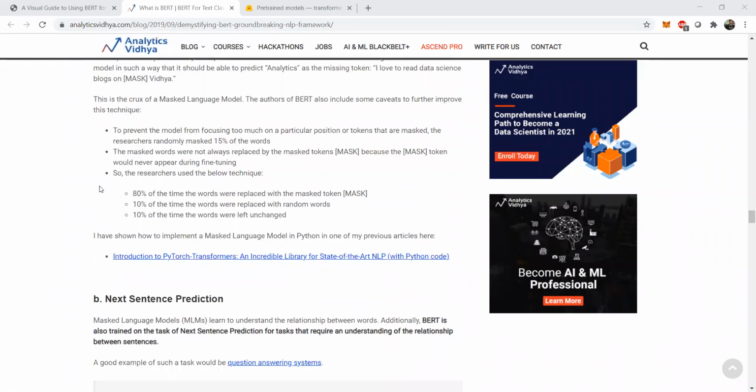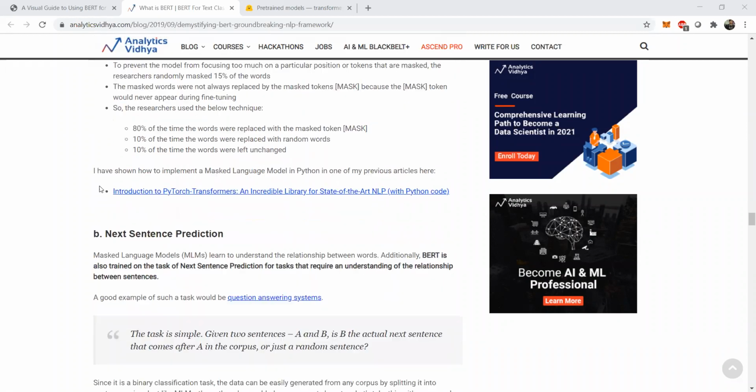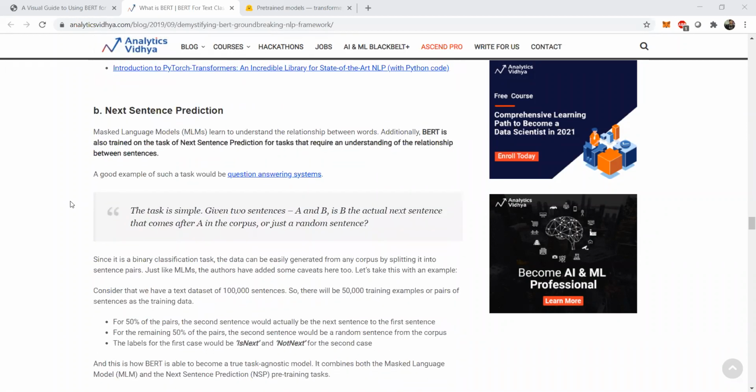There are certain modifications as well, to prevent the model from focusing too much on a particular position or a particular masked token. The researchers randomly masked 15% of the words. The masked words were not always replaced by the mask token, because the mask token would never appear during the fine tuning task. So the researchers did the following: 80% of the time, the words were replaced with the mask token, 10% of the time, the words were replaced with random words, and the remaining 10% of the time the words were left unchanged.